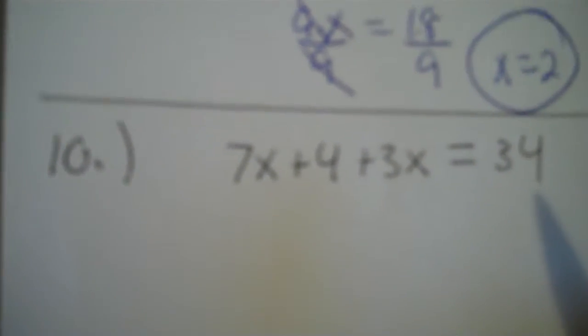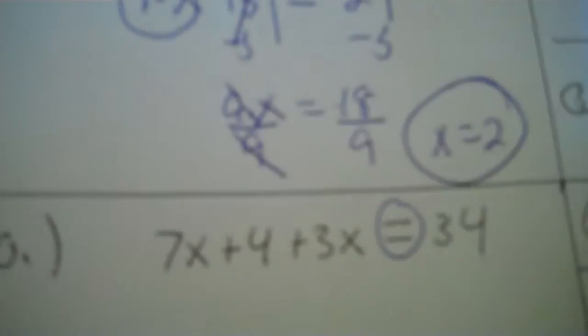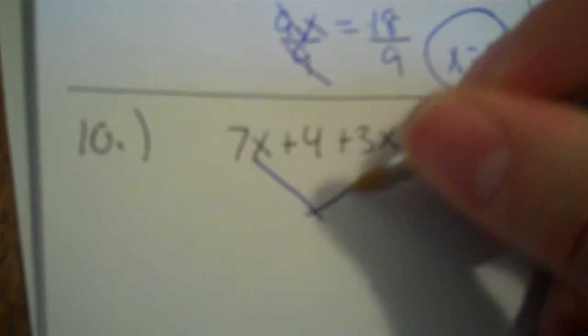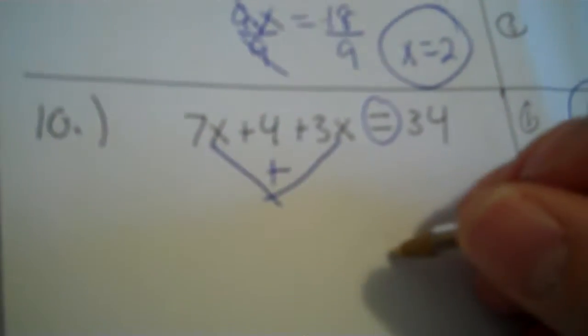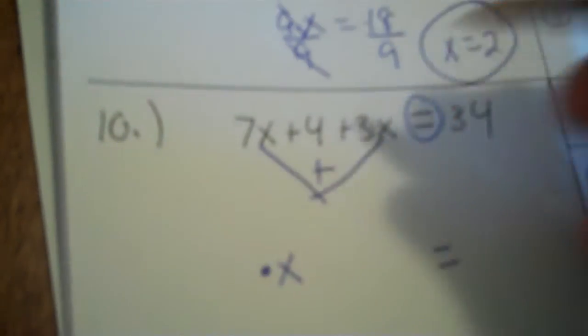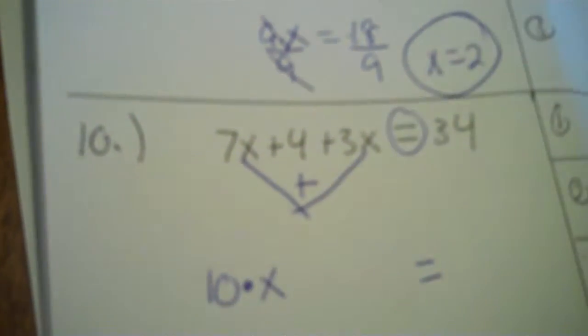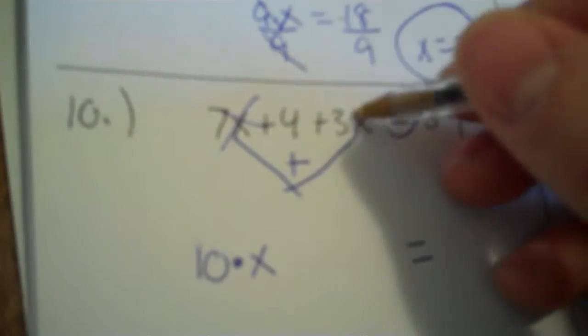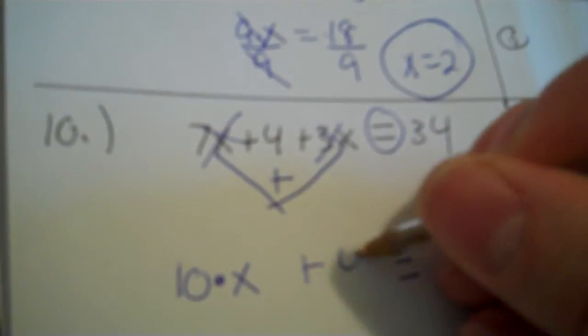Okay, number 10, 7x plus 4 plus 3x equals 34. Okay, so the equals is here. This time they're back to being on the same side. So on the same side you connect them and write plus. So you write x and you put times, then 7 plus 3 is 10. Then plus the 4 equals 34.